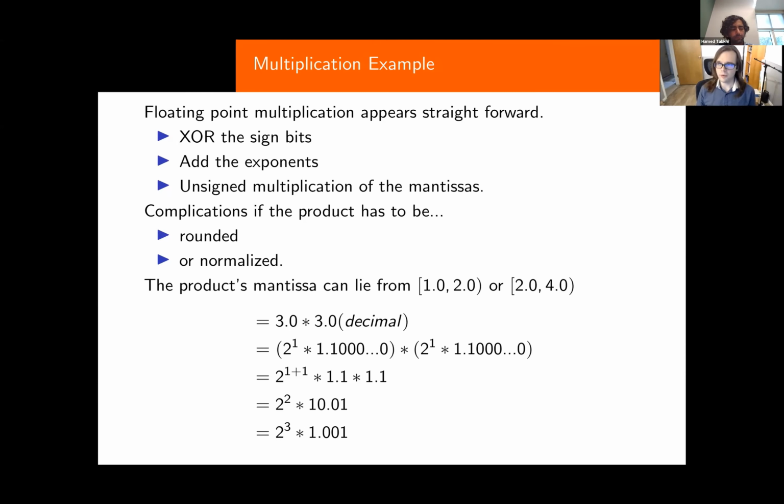For example, if we multiply the number 3 times 3 and write them out in their floating point binary representation, we have 1.1 times 1.1. When we multiply that together, we get 10.01. Unfortunately, this is greater than 2. So that means we have to shift our number over and add 1 to the exponent. There's also another issue, which is that the operand or the product could be denormal, and that requires additional complications to the algorithm.